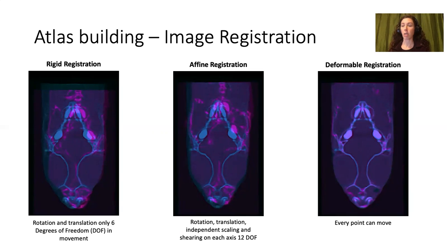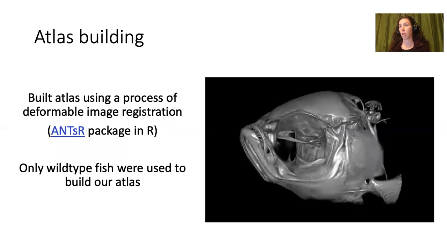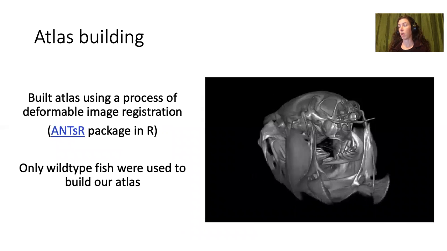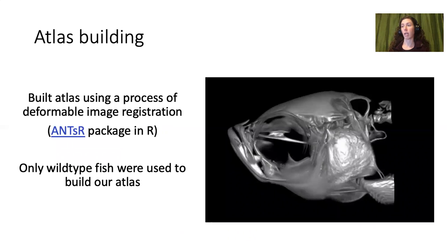And so what we do is we iterate through all of the images in our sample in order to create an average atlas image. And for our specific study, we used the ANTs package in R, and we only used the wild type fish to build our atlas because we wanted to get a baseline of what the wild type anatomy was in order to compare it to our mutant fish.